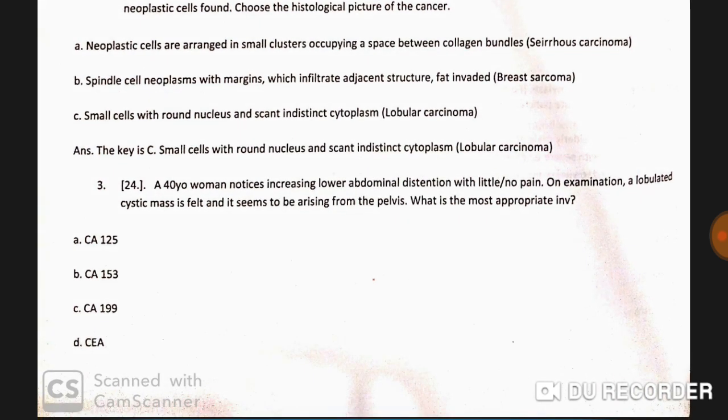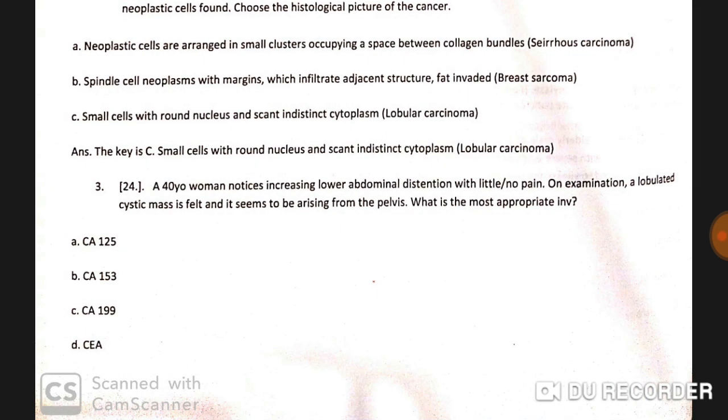Now, a 40-year-old woman notices increasing lower abdominal distension with little or no pain. On examination, a lobulated cystic mass is felt and it seems to be arising from the pelvis. What is the most appropriate investigation? Do CA125 here for ovarian carcinoma. You have to perform this.